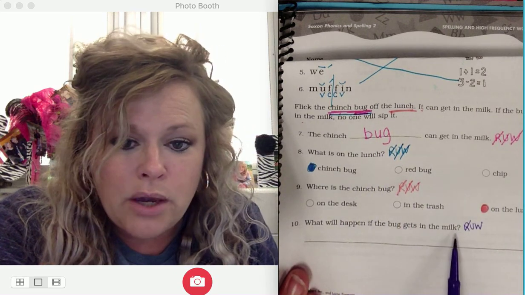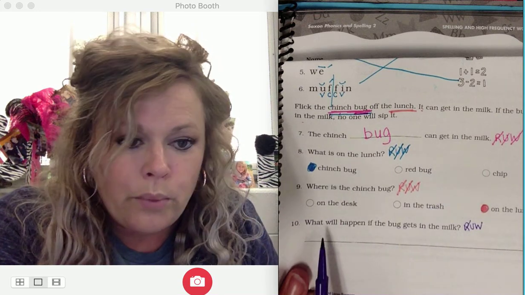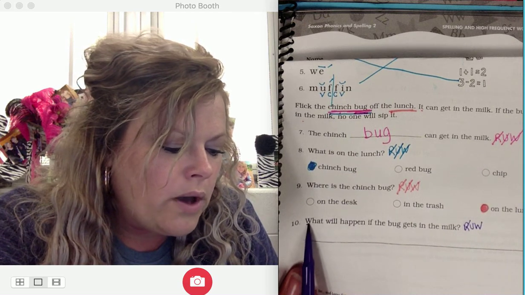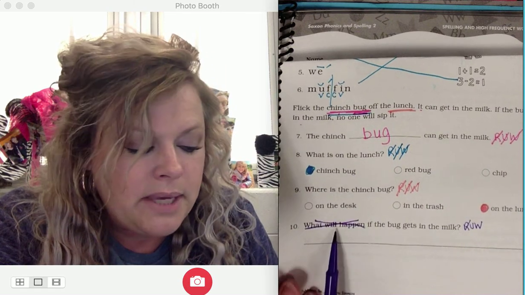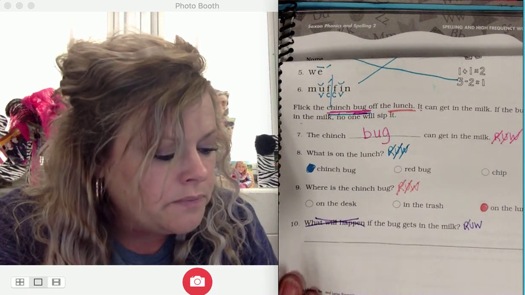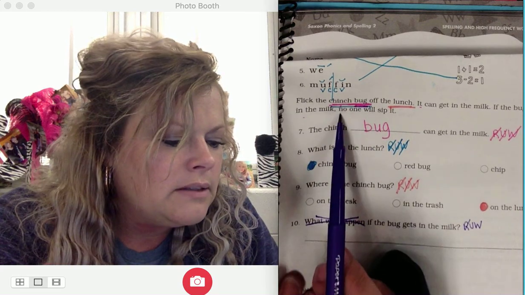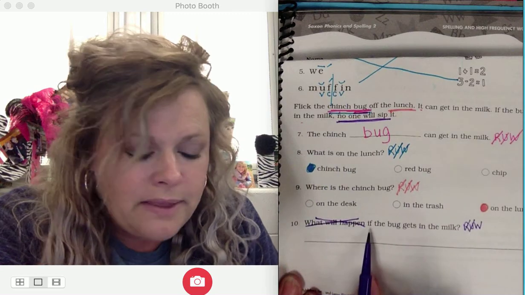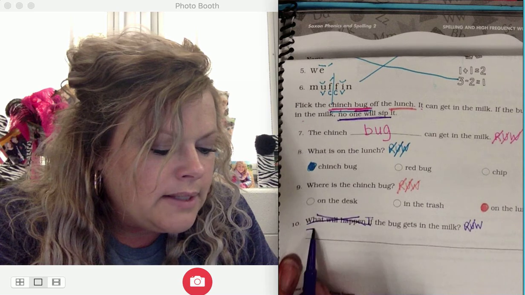When I restate my question, I take out the question words most of the time, like what, where, when, how, and why. I'm going to go ahead and cross out what will happen, and I do that to help me repeat the question. Using words from the question is what a good reader is able to do. If the bug gets in the milk, here it is, no one will sip it. So I underlined. Now I'm just going to copy right there from the question. I'm going to make that a capital I and repeat it down here.